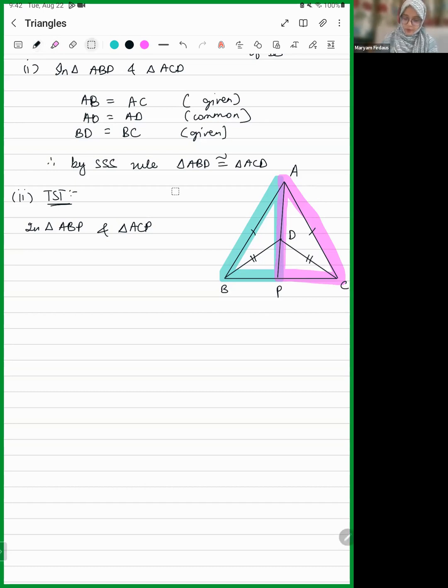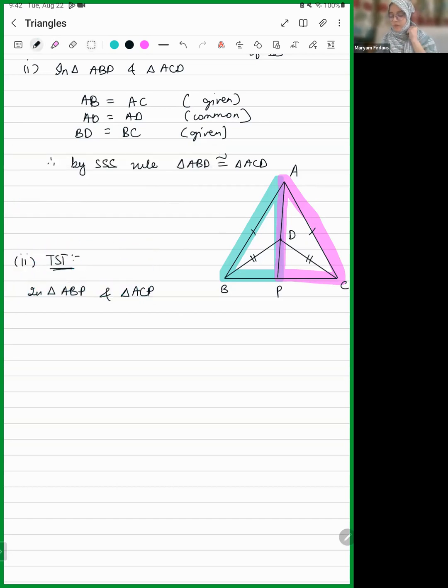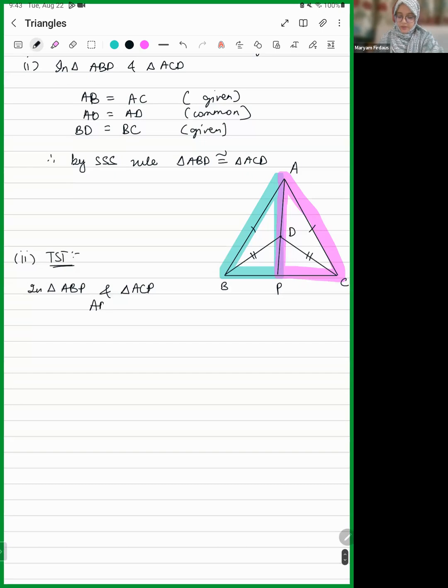Wait, before we go on to this, let me just, AB is equal to AC. Fine. AB is equal to AC given. Then BP is equal to PC. How do we know that? We don't know that yet, right? Then we prove it in the next questions.